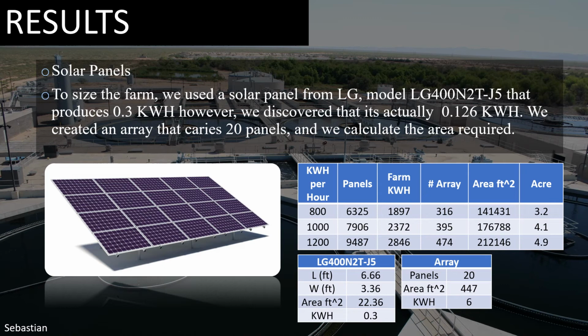But focusing on just this specific model, we can actually get the size of the lot that we require. The way we did this is basically by getting the area required per panel. We created an array that has 20 panels, and then we calculated the amount of arrays based on how much kilowatt hours one array can produce. And at the far right, you can see that we calculated in acres. And there you have the size of the lot.